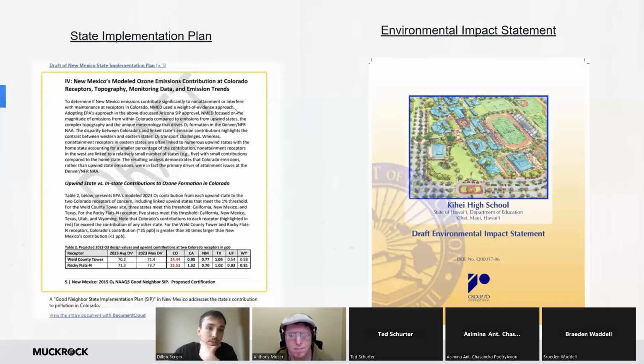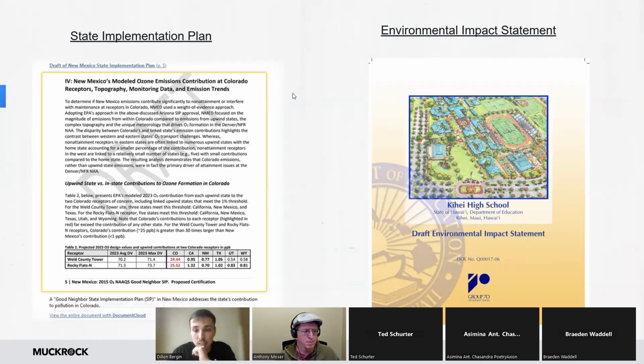So yeah, here on the left, you can see an example of a state implementation plan. That one's from New Mexico. Again, what's interesting is you can see that what they're concerned about, or what they're trying to plan for to meet Clean Air Act standards, is ozone emissions, and specifically ozone emissions that are contributing to pollution in Colorado.